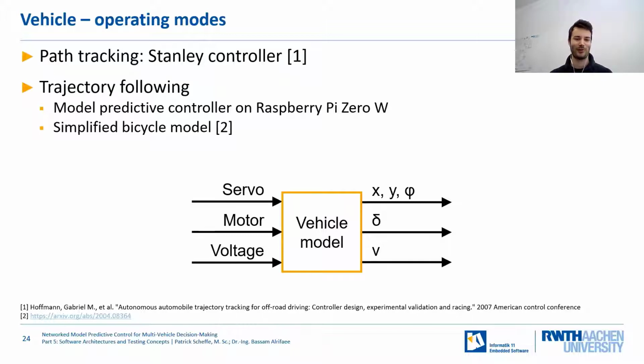For trajectory following, we have a model predictive controller implemented on the Raspberry Pi, and it uses a simplified bicycle model to predict the states. It uses the servo motor values as an input, this model, and the battery voltage, and outputs the pose, the steering angle, and the velocity.